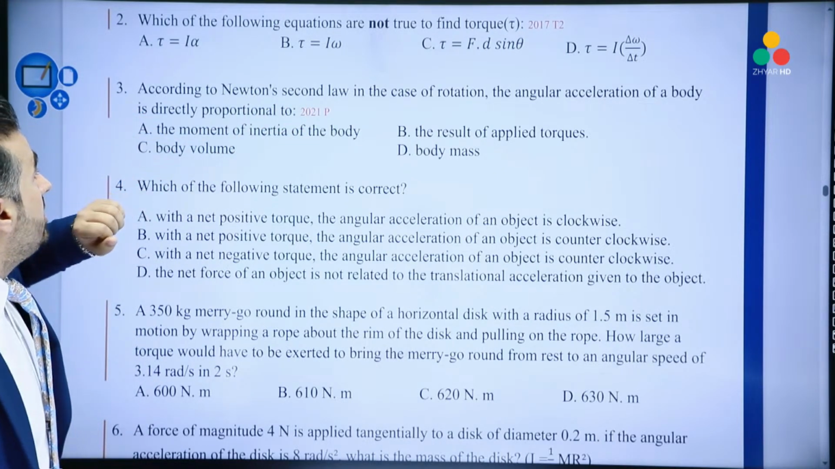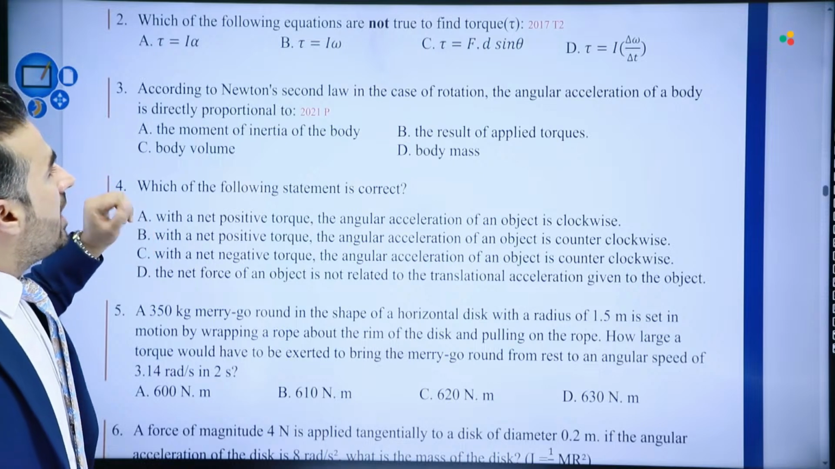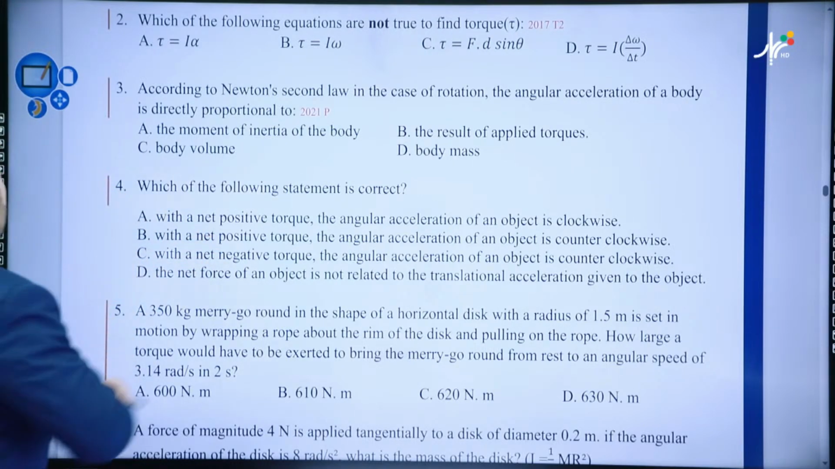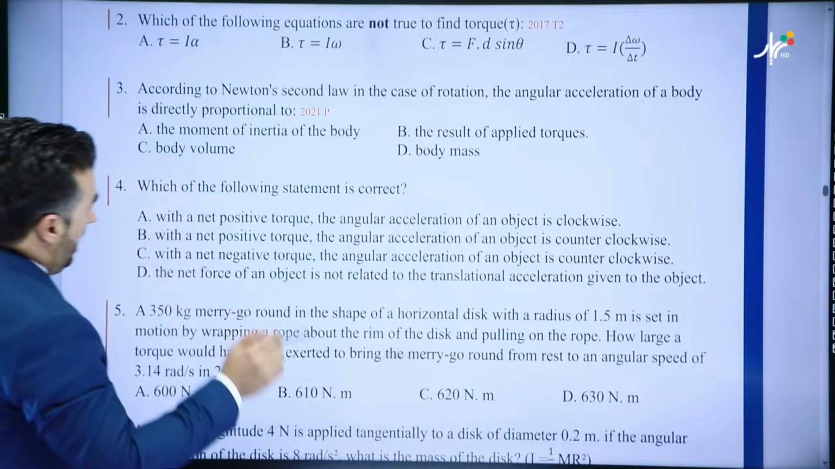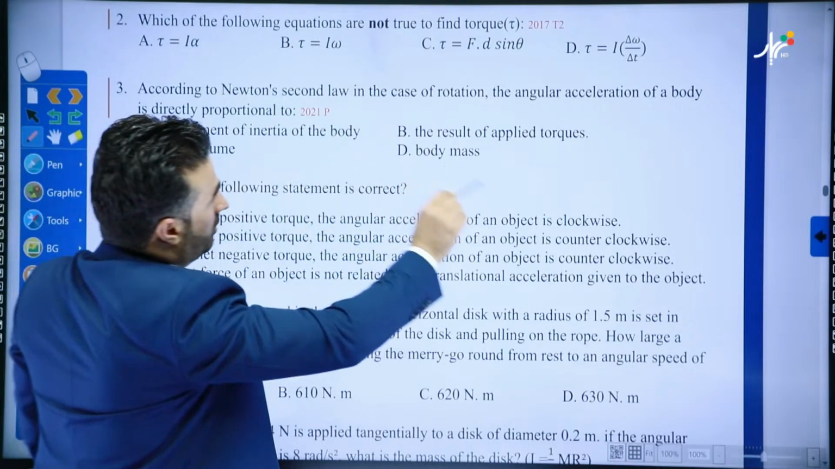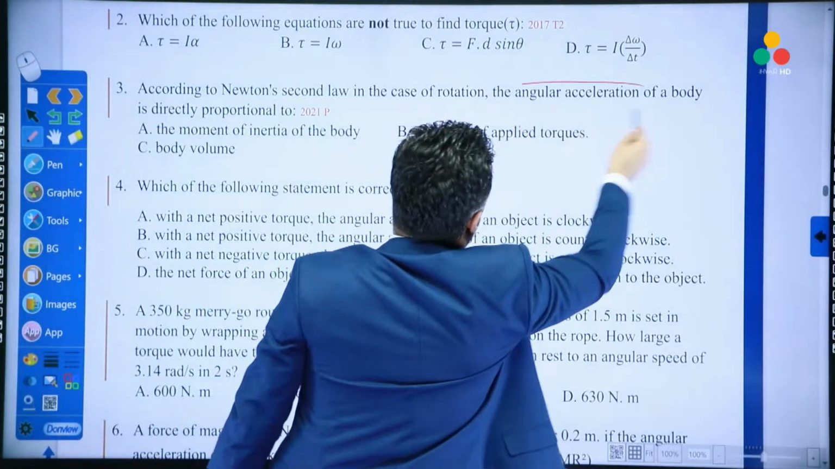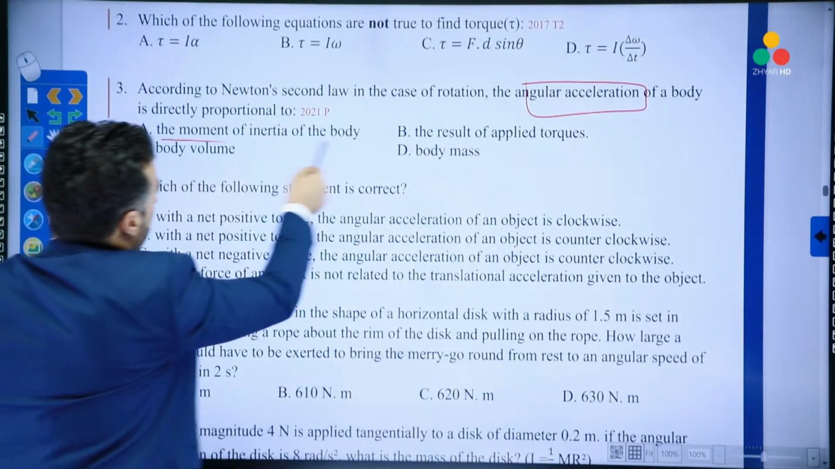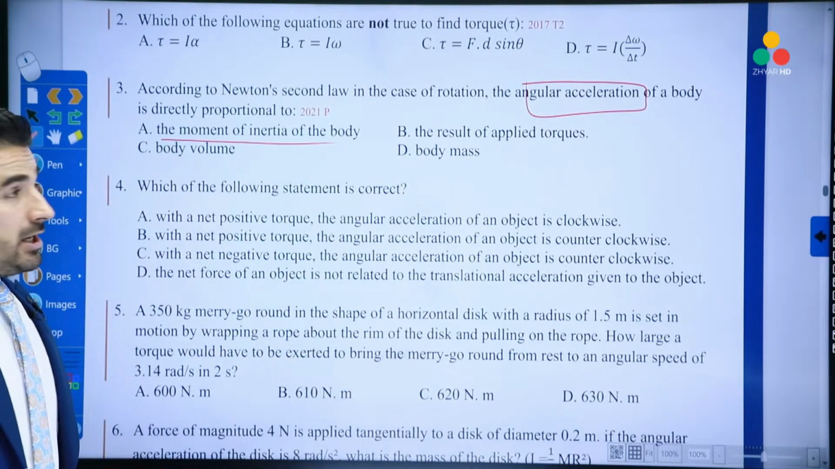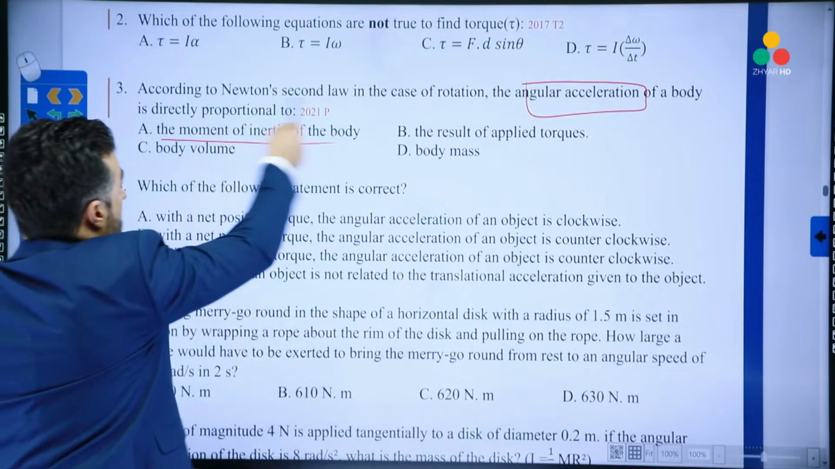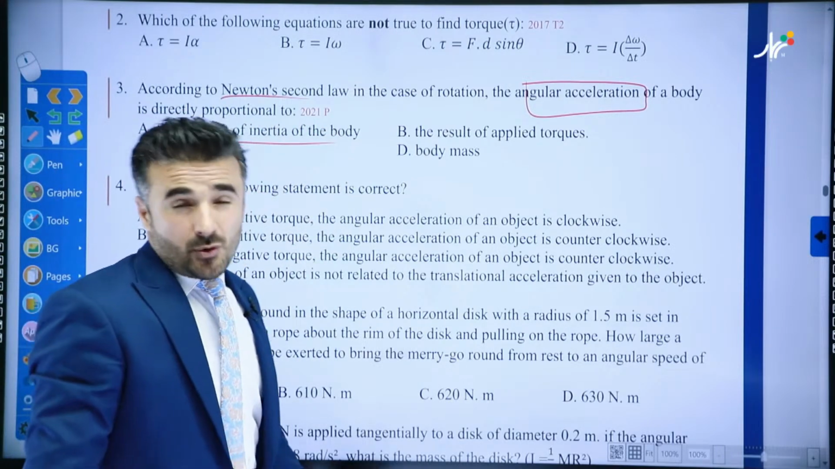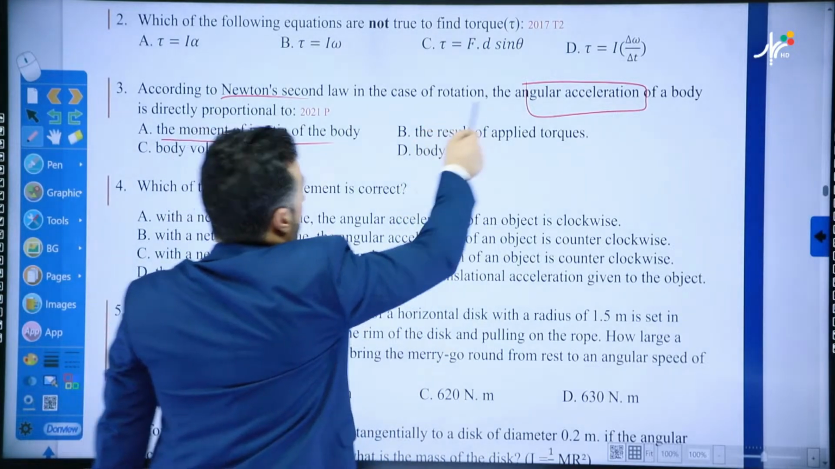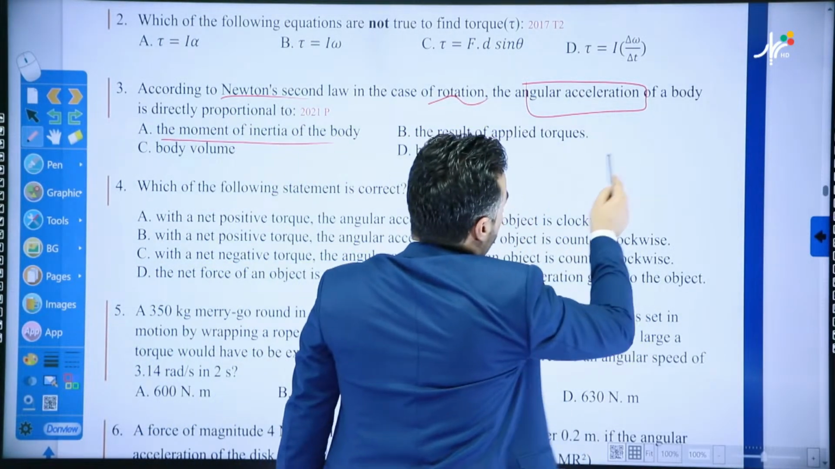It says, according to Newton's second law, in the case of rotation, the angular acceleration of a body is directly proportional to what? The angular acceleration, don't forget. Is it directly proportional to the moment of inertia of the body? In order to do this, because it says Newton's second law of motion, why don't you write the equation of Newton's second law of motion for rotational, don't forget. For rotational, we know that, right?